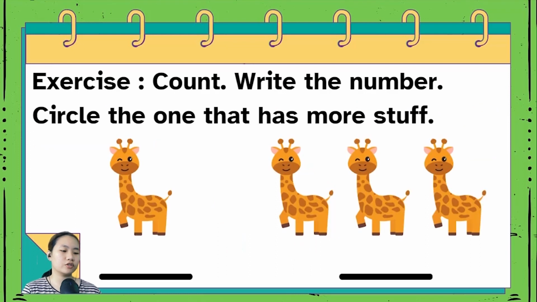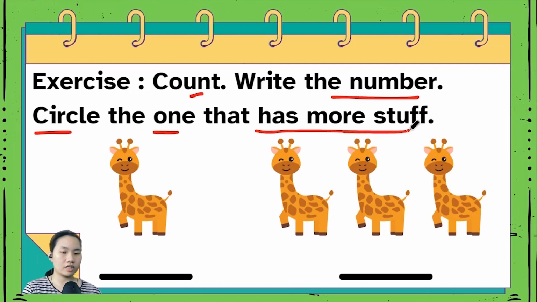All right, let's move on to the next part, exercise. This time we will count and then write the number. And then we will circle the one that has more stuff. So whichever side the number is higher, we will circle that one, okay?